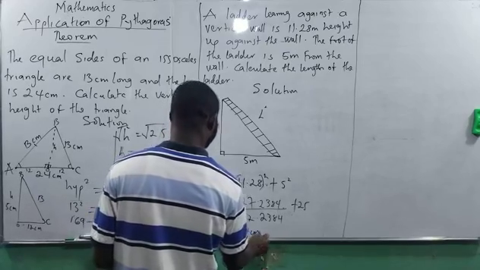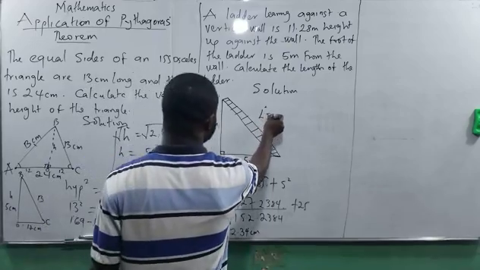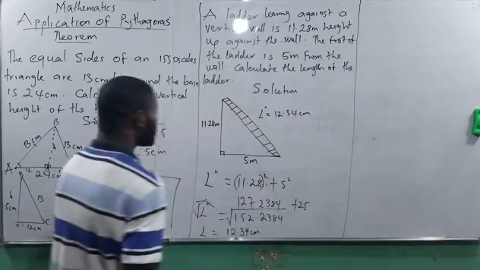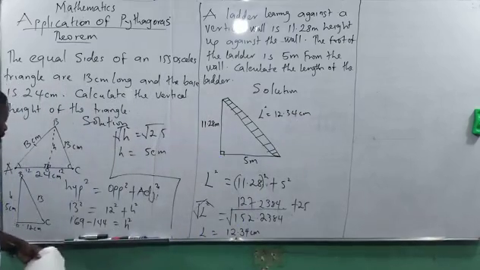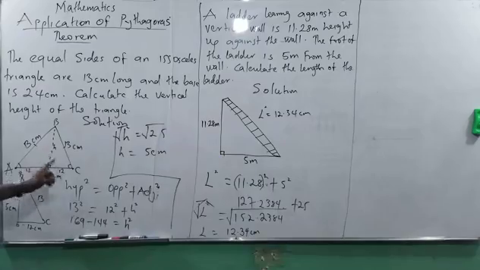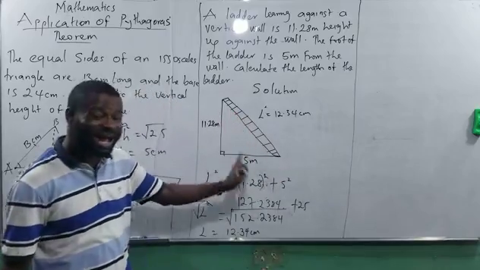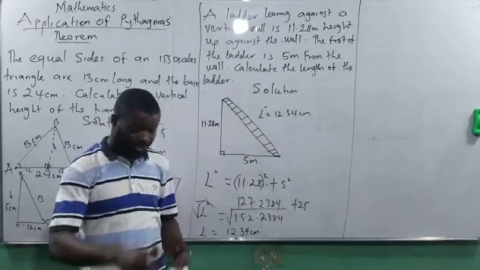12.34 centimeter. Now it means the length of the ladder is 12.34 centimeter. Now can you see how it's being done? At this point we look for height. At this point we look for the length of the ladder, which is going to be slant height. Now can you see the difference between them?